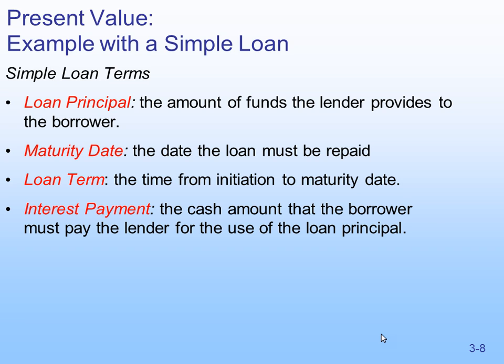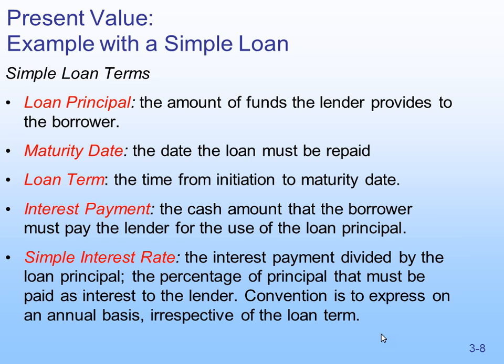And then, right, I don't just lend that to him and take it back. I'm going to require an interest payment. Okay? That's the cash amount that the borrower has to pay me, the lender, in order to use that principal of ¥1 million. He has to pay me something back. All right, and so we can calculate from that the simple interest rate, which is the interest payment divided by the loan principal. So it's the percentage of the principal that has to be paid as interest. And usually, no matter what the term of the loan, so ours is going to be just for a few minutes, we express that on an annual basis. Okay?